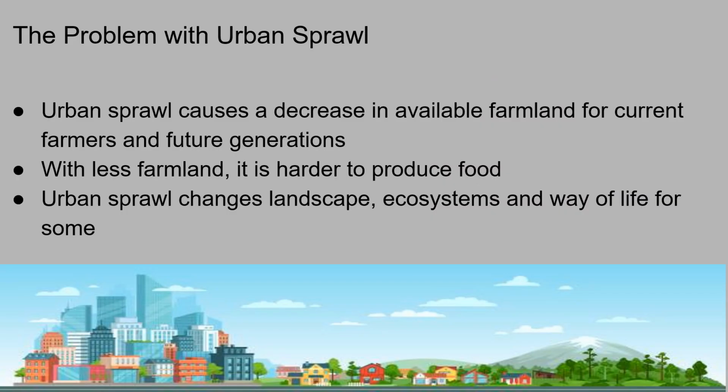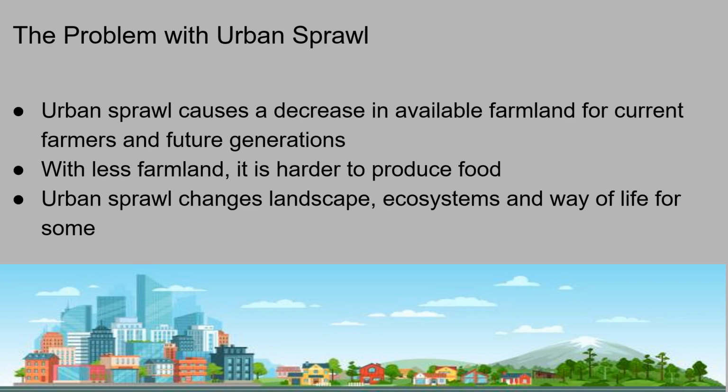So the problem with urban sprawl is that it is decreasing the available farmland for farmers, current farmers, and farmers in the next generations. With less farmland, it's obviously harder to produce food, because less land equals less room to work and less room to just farm in general.